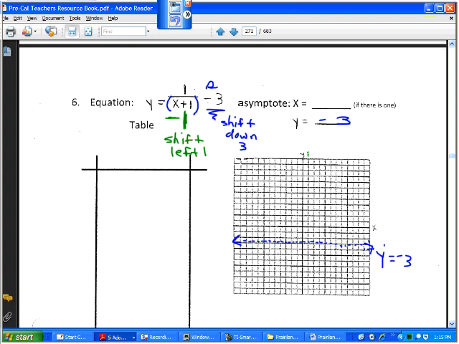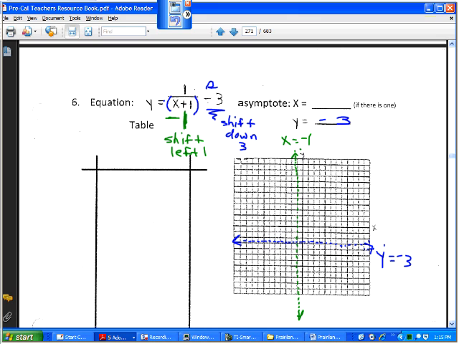The vertical, don't draw this one, the vertical asymptote was here. But we're going to shift left 1. So we're going to draw the second one, which puts our vertical asymptote here at x equals negative 1, that vertical line. Understand that?